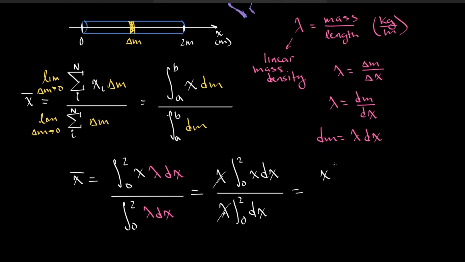Now let's finish this off. So we have x squared over 2 evaluated at 0 and 2, and then over x evaluated at 0 and 2 as well. And this comes out to what? We have 4 over 2, so that's going to be 2. And then in the denominator, just 2. So we're left with 1 meter. And that's exactly what we expected.